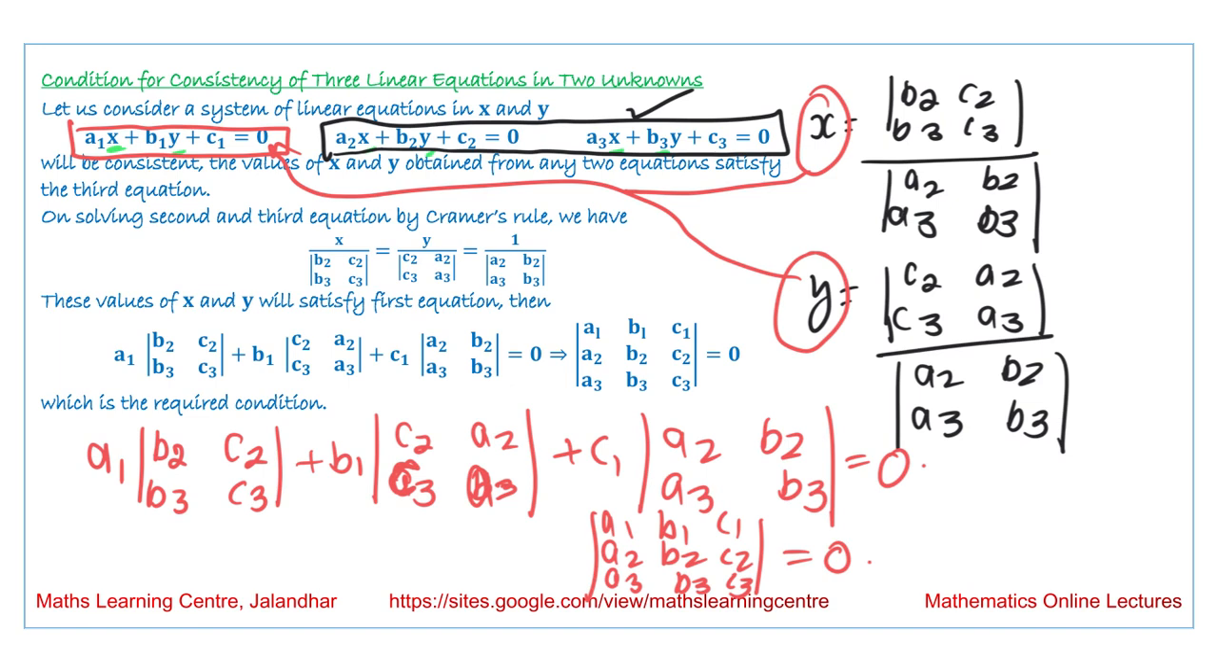So we are saying that if we have three equations in two unknowns, then the condition for the consistency, that is the condition for the solution to exist, is that this determinant should be equal to 0. That is, the determinant of a1 b1 c1, a2 b2 c2 and a3 b3 c3 should be equal to 0.